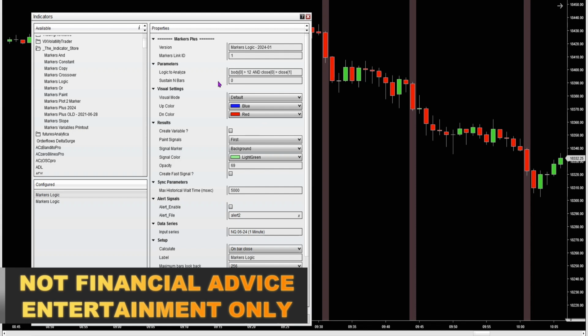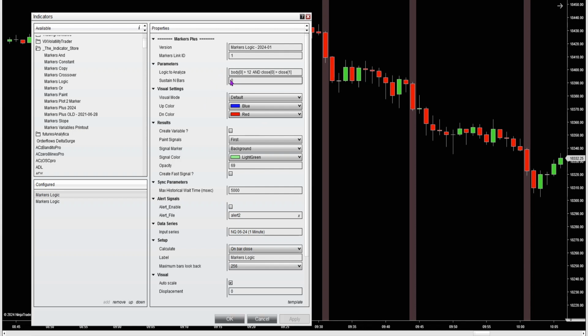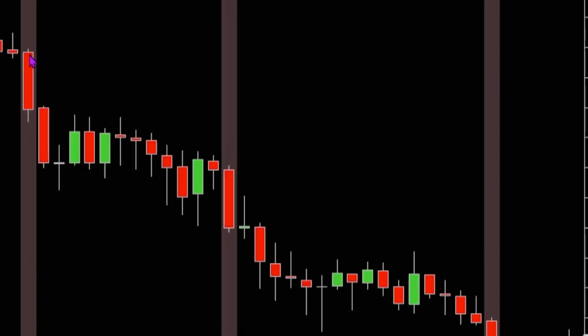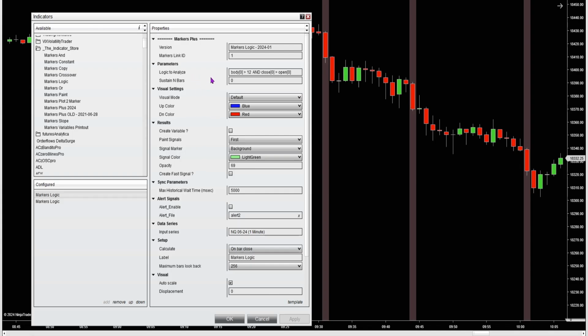So I'm using one of the built-in Markers Plus variables, the body of the candle, from the open to the close. It does not include the high or the low, so it's not getting any of these wicks. It's just when we have these full-bodied candles. That's what we're looking for. So for the logic to analyze, we want to type in the body of the current bar, bar 0, is greater than a certain amount of points.